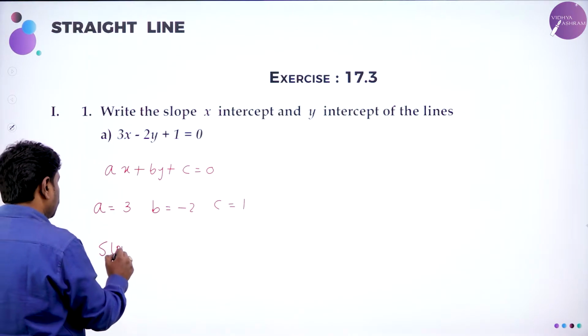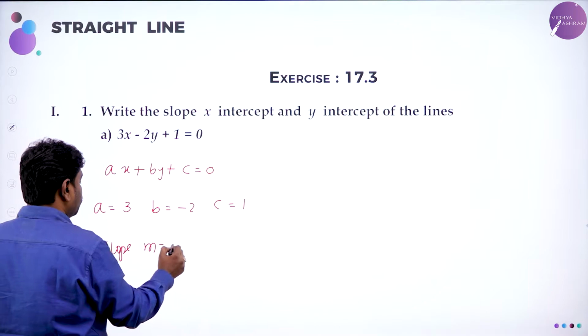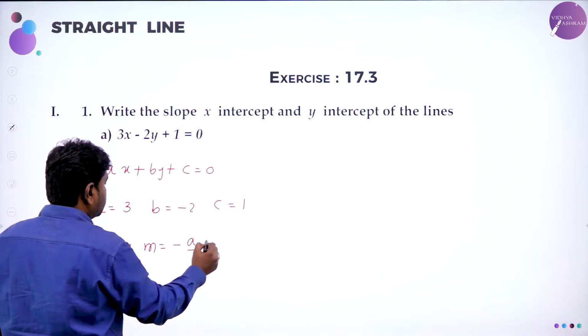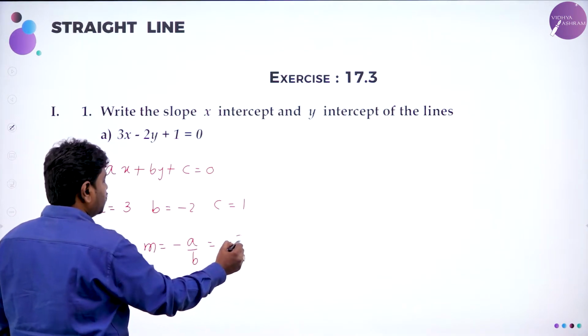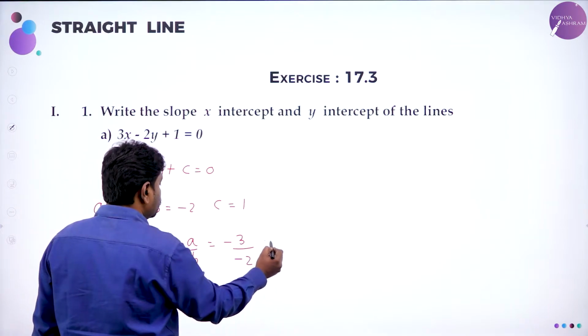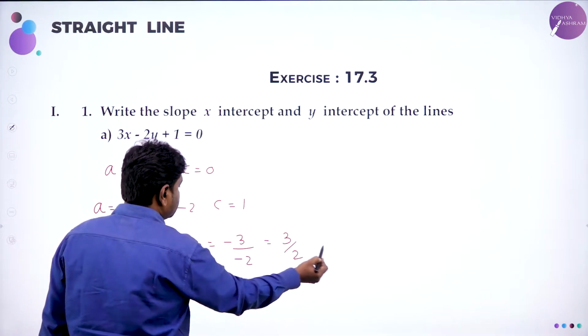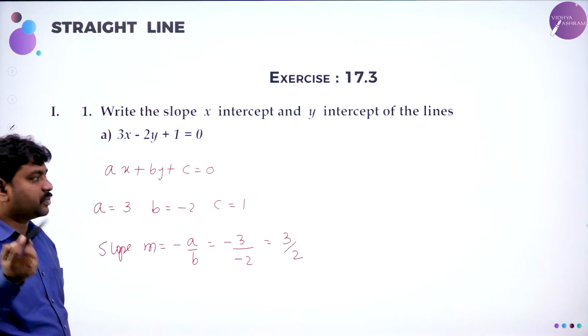Now they want slope. What is the slope formula? Slope m is what? Minus a by b. That is minus a means 3 divided by b means minus 2. So slope will be 3 by 2. This is slope. And they want x-intercept and y-intercept.